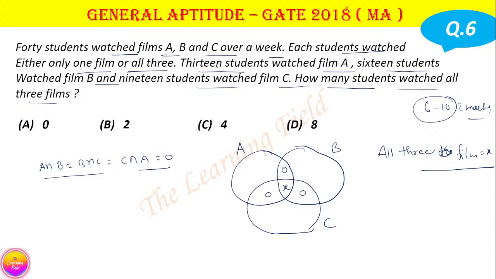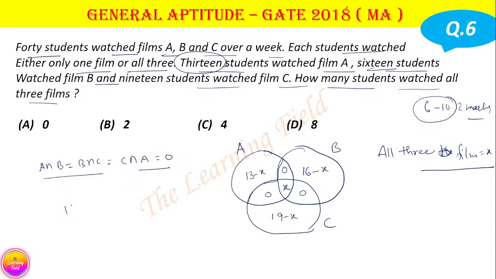Okay, now it says that 13 students watch film A. That means if this is x, then this remaining area is 13 minus x. Similarly, 16 students watch film B, so this is 16 minus x. And this is 19 minus x. This is the Venn diagram, and the total number of students is equal to 40 here.